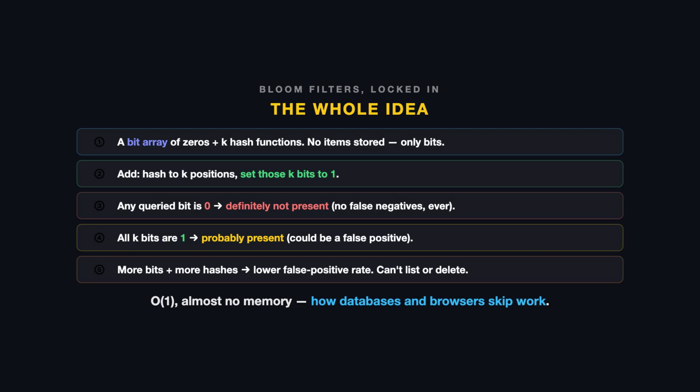More bits and more hashes lower the false positive rate, trading memory for accuracy. You cannot list the contents, and you cannot delete from a plain one. That is the whole structure, O(1), and almost no memory. It is why databases and browsers use it to skip work they can prove is unnecessary.